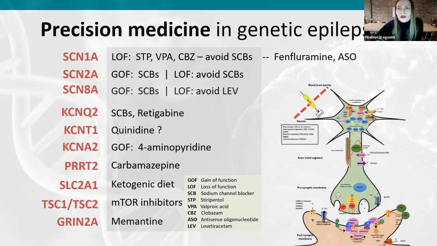Here you can see a list of these targeted personalized treatments, and it goes from finding that carbamazepine is very effective in children who have the RRT2 mutation, respond to ketogenic diet, to also recognizing that some children who have specific mutations, as in SCN1A, and their loss of function, should avoid sodium channel blockers.